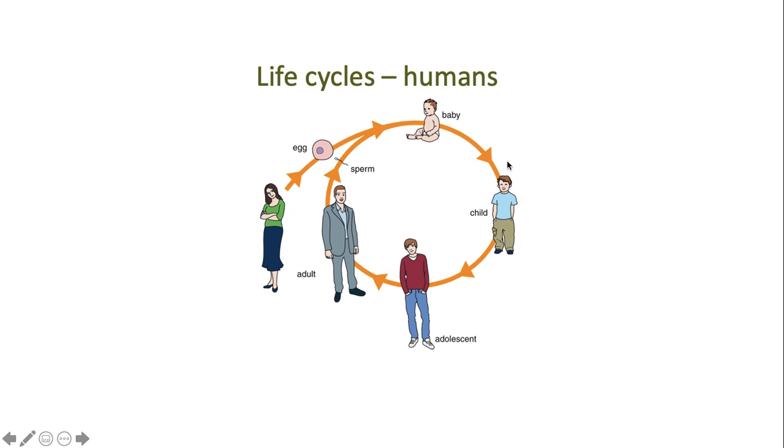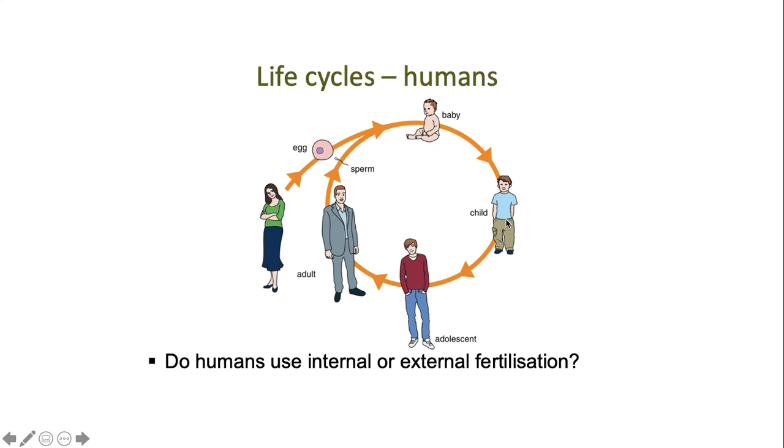So here's a little diagram to show you the life cycle of humans. A female produces an egg cell, a male produces a sperm cell. They combine together and the nuclei of both of them fuse to form a fertilised egg, which then forms an embryo, which then forms a fetus, and then we get a baby, and the baby is born, and the baby increases in size to become a child, and then the child will go through changes due to sex hormones to become an adolescent, and then will mature into an adult.